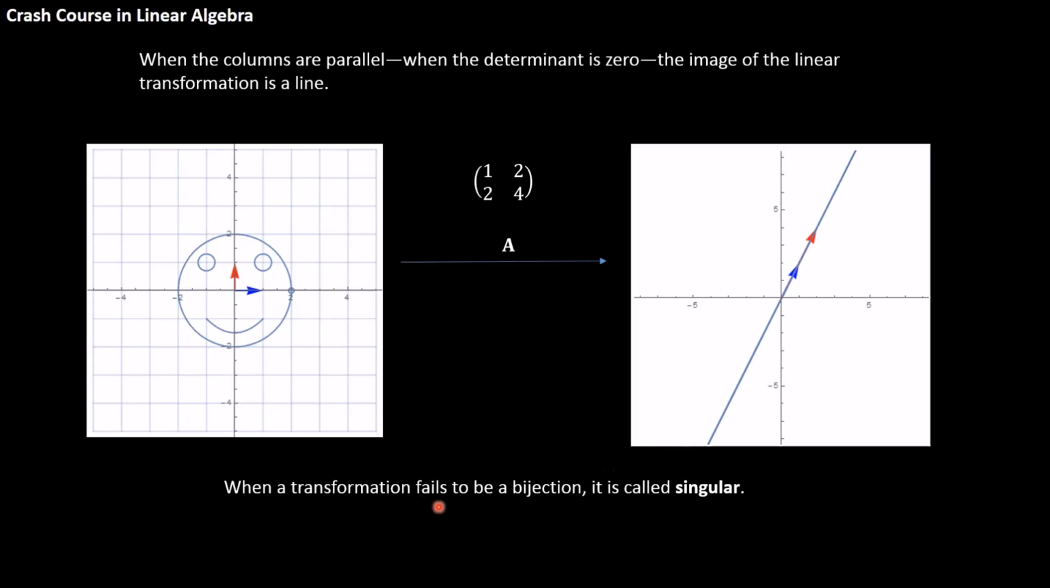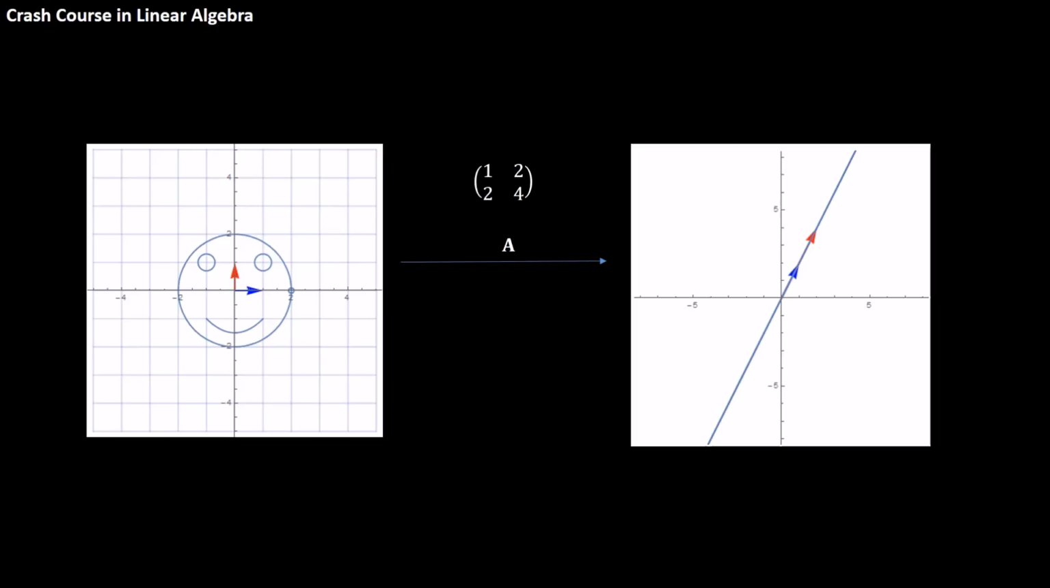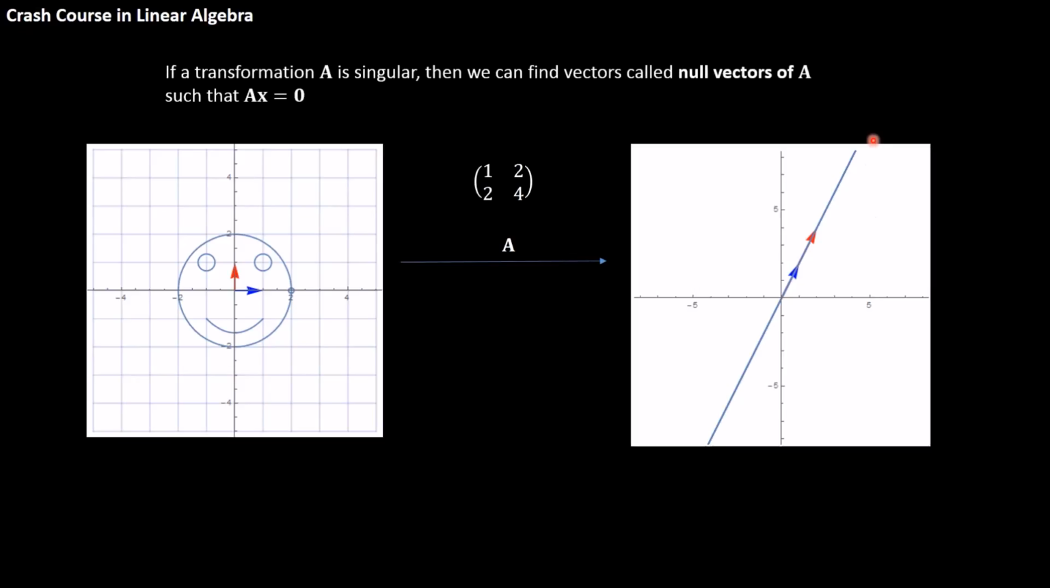And when a transformation is not a bijection, when it fails to have that property that each point here has exactly one point here that maps to it, we call it singular. So this is your first example of a singular transformation. And singular transformations have an interesting property. If you have a singular transformation, then we can find vectors, which are called null vectors of A, such that the transformation A maps x to 0, to the 0 vector, that is, to the origin. There are vectors here that map to the origin.